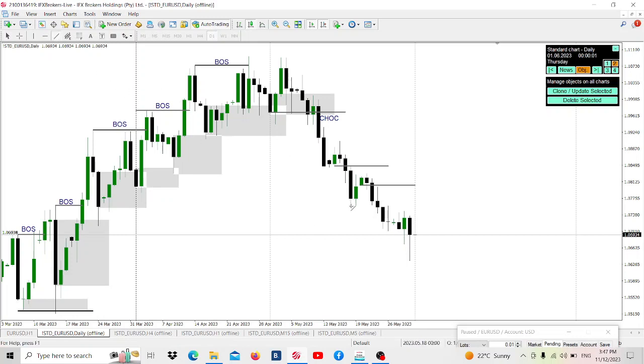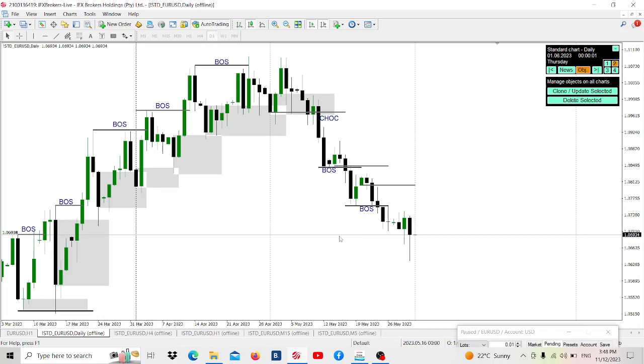Along that we had break of structures as the market is moving in a downtrend. Excuse me, the tools I'm using are not that good in terms of snapping to a grid, but it's fine. And also here we had a break of structure, break of structure, break of structure.